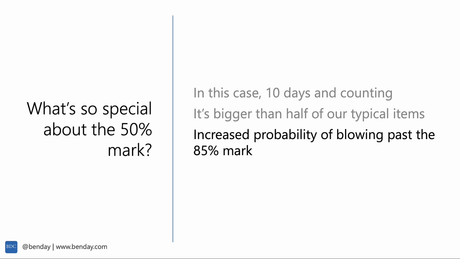And that means that it's got an increased probability of blowing past that 85% mark. If the chance of exceeding the 85% mark is actually 15%, well, if we've already made it to the halfway mark, that means that there's actually a 30% chance now that it's going to exceed that 85% SLE. So that's something close to a 1 in 3 chance that this is going to be one of the 15% that just blows up our cycle time targets.